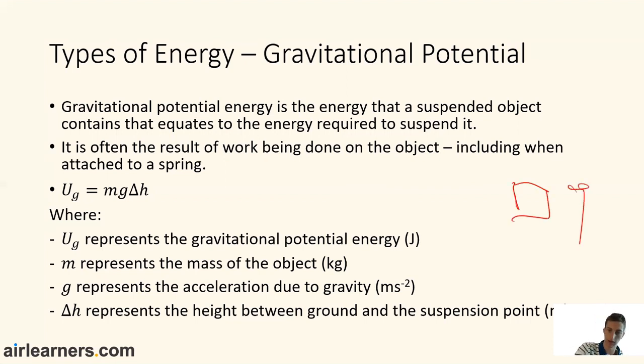But pretty much all you need to know is that when an object is on top of the ground, and to be correct, I would say that it's the distance between the bottom of the object and the ground. So this is our ground over here. The energy required to lift it up would be the gravitational potential energy. That kind of makes sense.